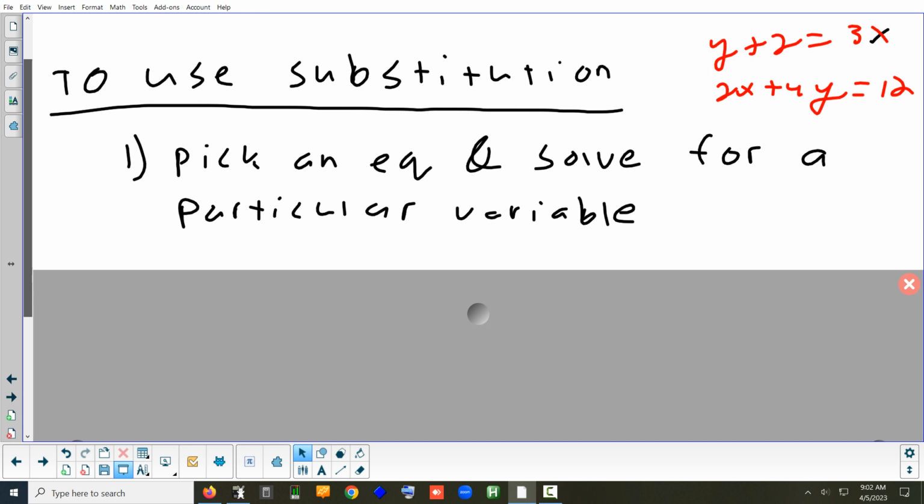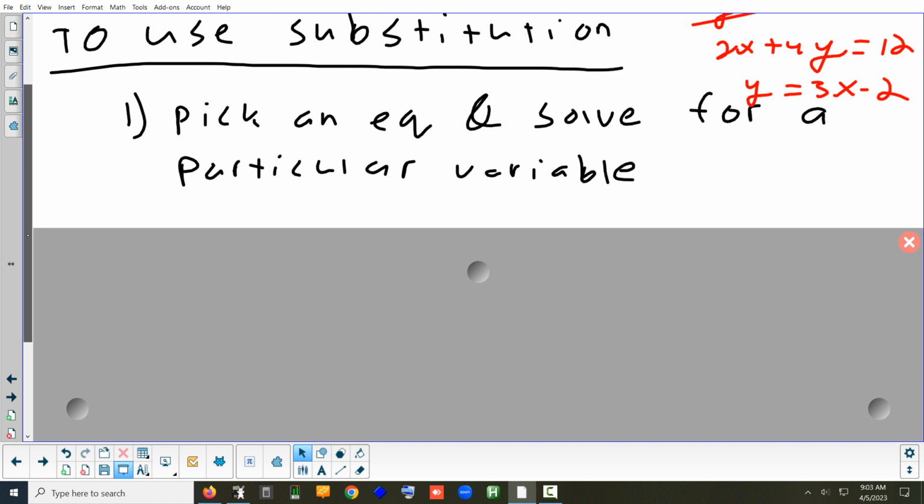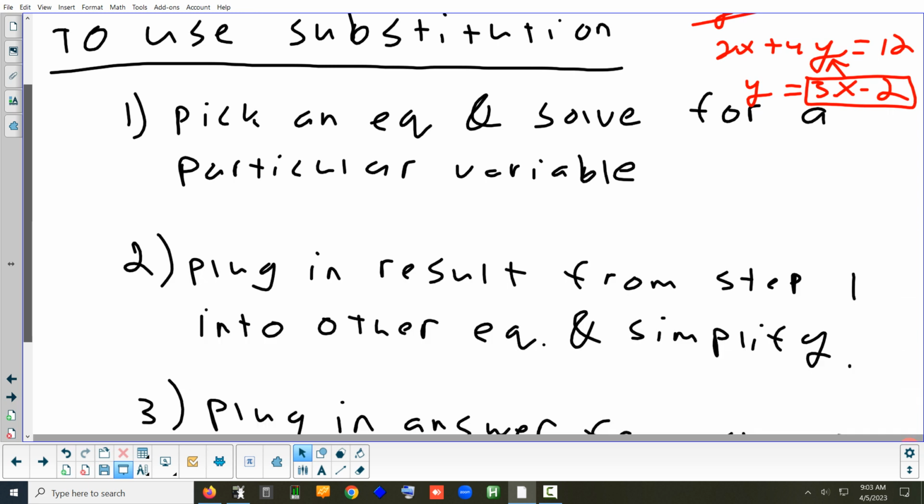Now, once you have a variable isolated, like in the top equation, you'd have something like this. I'm not actually going to solve this problem, I'm just using it as we go through. So this one is gone. You don't need it anymore because you rewrote it. What would you do now once you've solved for the y variable? Take the equation you didn't do anything with and substitute y for the new equation you just wrote. You're going to take what you just got for y there and plug it into the other equation. So plug in the result from step 1 into the other equation.